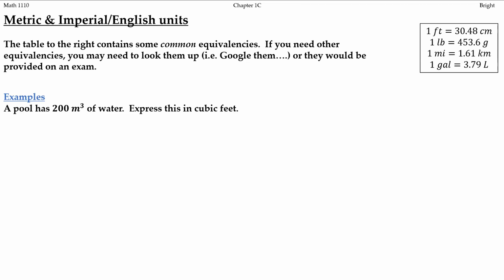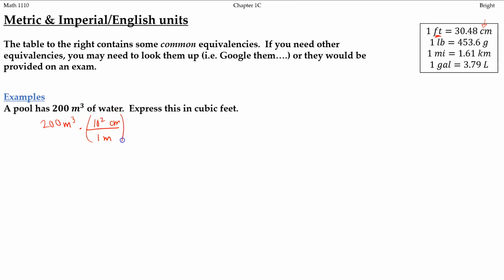Okay, a pool has 200 cubic meters of water. We want to express this in cubic feet. Well, I'm going to look at my table and say, okay, that's cubic meters and I need this in feet. Here's feet, and I need to get it into centimeters to use this conversion. So I'm going to say 200 meters cubed, and then I'm going to convert that 1 meter into centimeters, which is 10 to the 2.